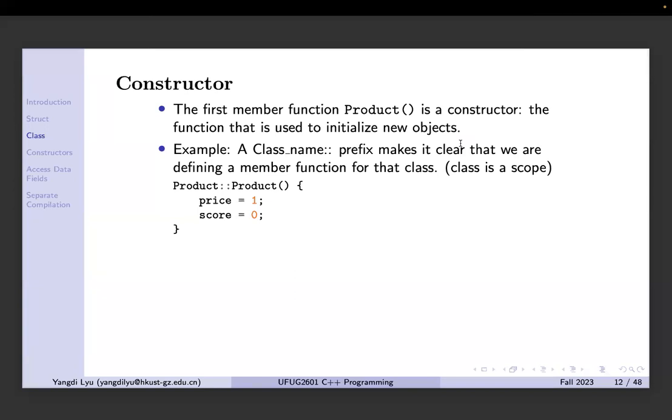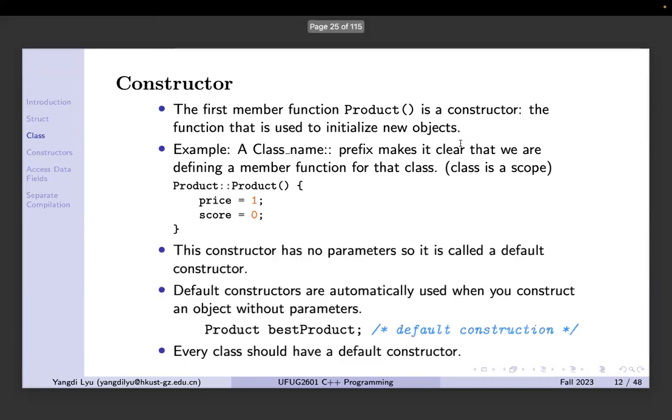So what a constructor does is, whenever you define a new object, whenever you define a new variable, it will call this function. So the constructor has no parameters. When there's no parameter, we call it the default constructor. We will have another one later that has some parameters in here. But this one is a default one, and it will be automatically called when you construct an object like this.